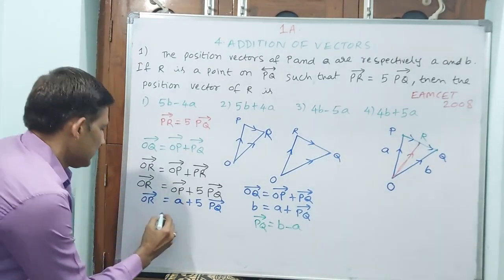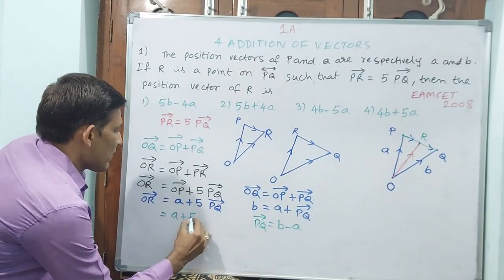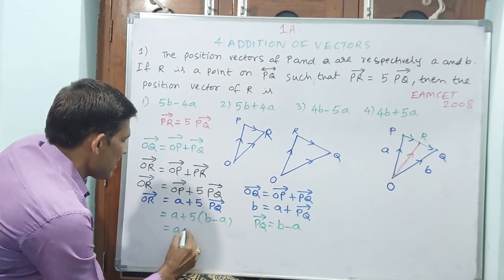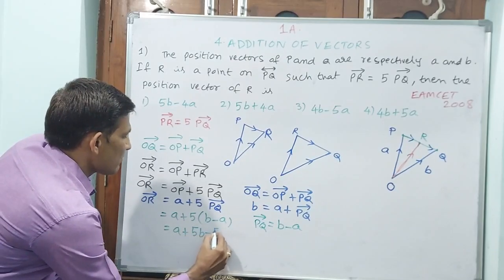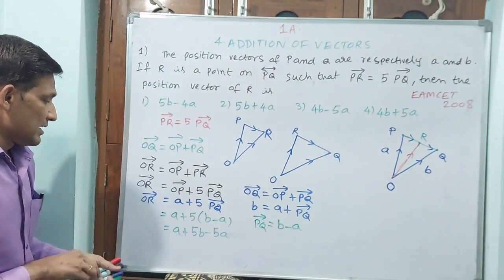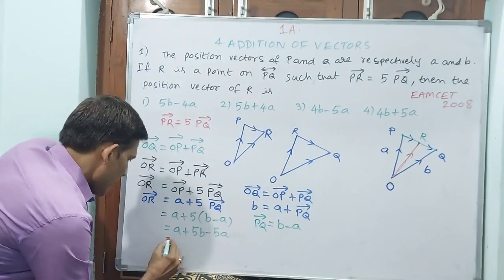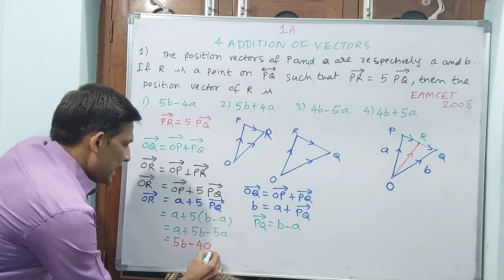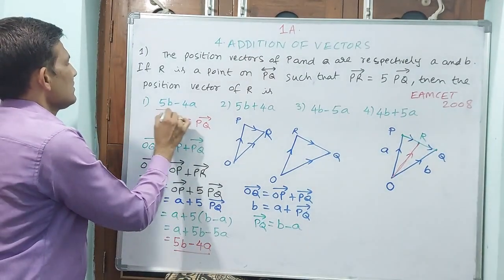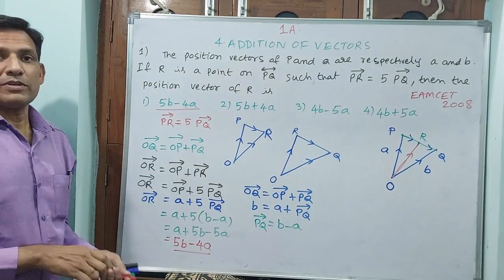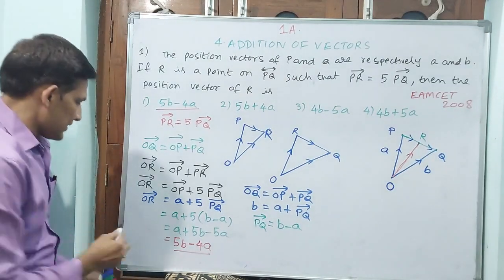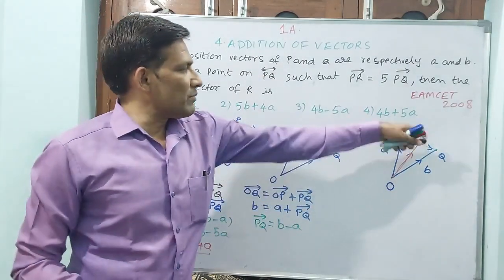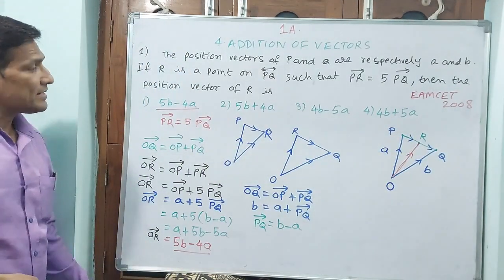Now you substitute here: A plus 5 times PQ. PQ means B minus A. That means A plus 5B minus 5A. Now you write 5B directly, and A minus 5A is minus 4A. Is this the answer? You see, 5B minus 4A. Understand? Why? Because they are asking only for OR. Position vector of R means OR. That's all. You understand this logic?